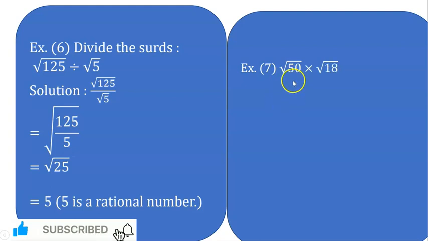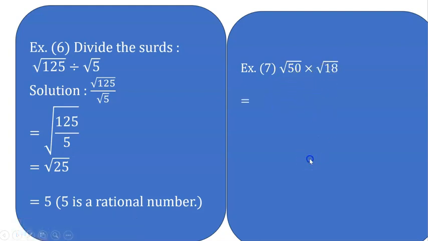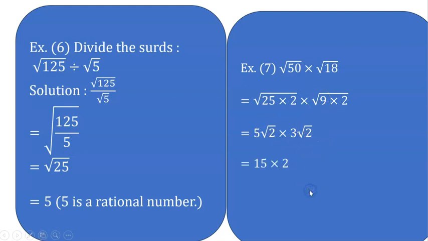Next, root of 50 into root of 18. Root of 50 can be written as 25 into 2, and root of 18 can be written as 9 into 2. Root of 25 is 5, so 5 root 2, into root of 9 is 3, so 3 root 2. Root 2 into root 2, then you will get 2. 5 into 3 is 15. 15 into 2, you will get 30. Okay. Now next.